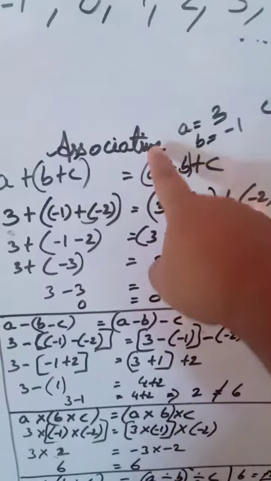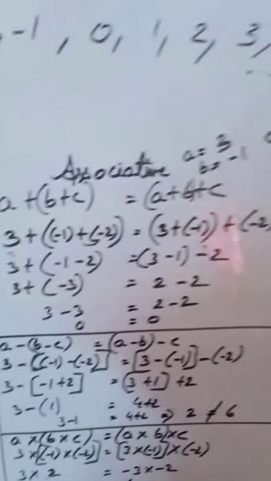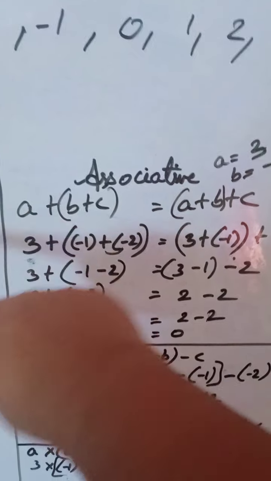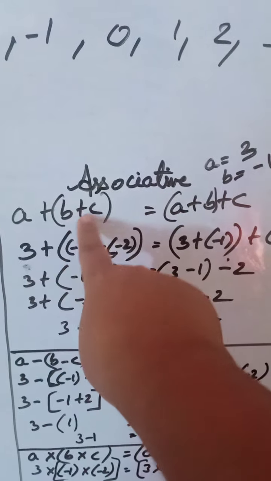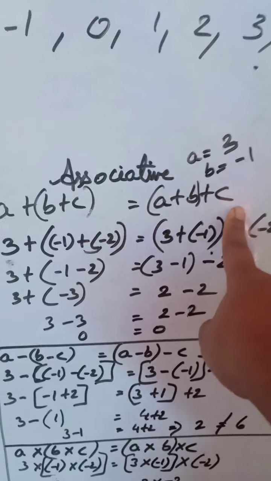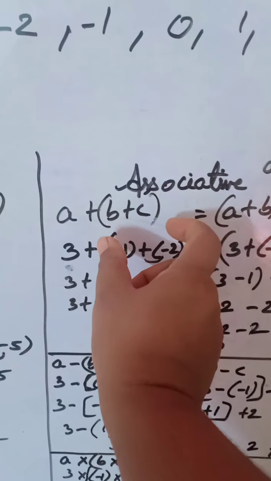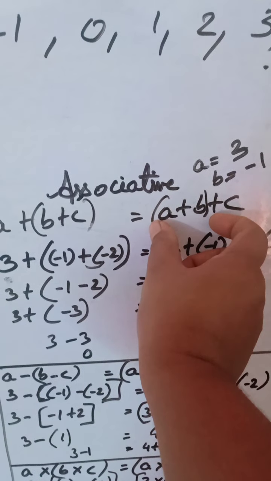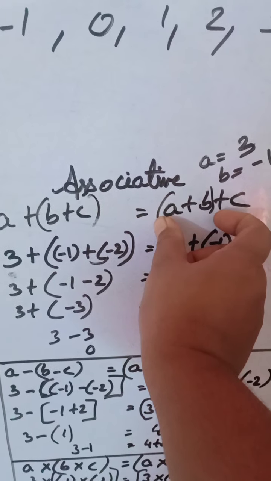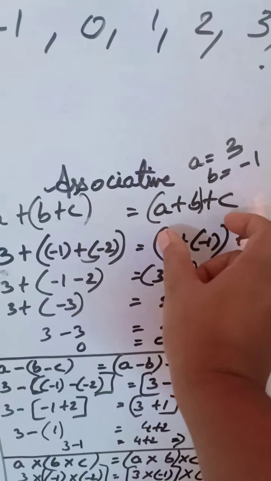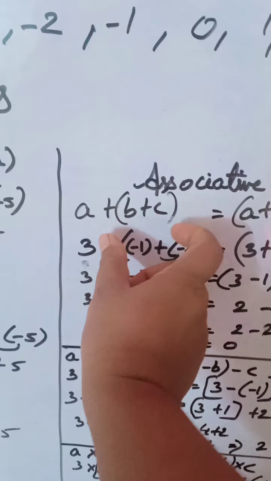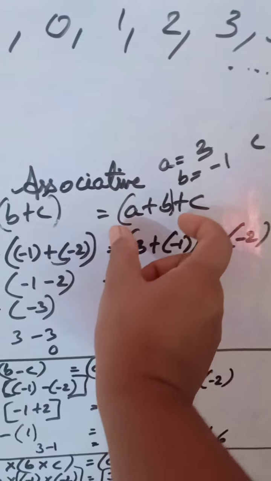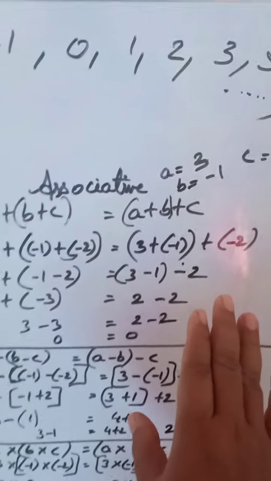And for the associative, the condition is you have three numbers A, B and C. So you are going to write A. In the case of addition, use the symbol plus: A plus B plus C is equal to A plus B plus C. What is the difference is, in the left hand side you are going to put the bracket for B plus C, and in the right hand side you are going to put the bracket for A plus B. Clear, children? This is left hand side and this is right hand side. Just you are going to displace the bracket. This is the difference. Okay.